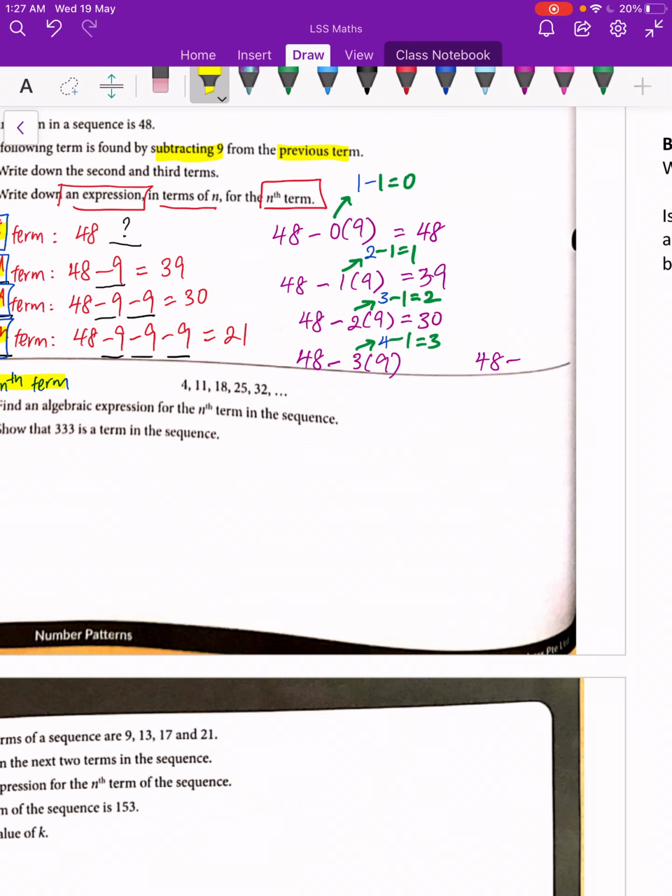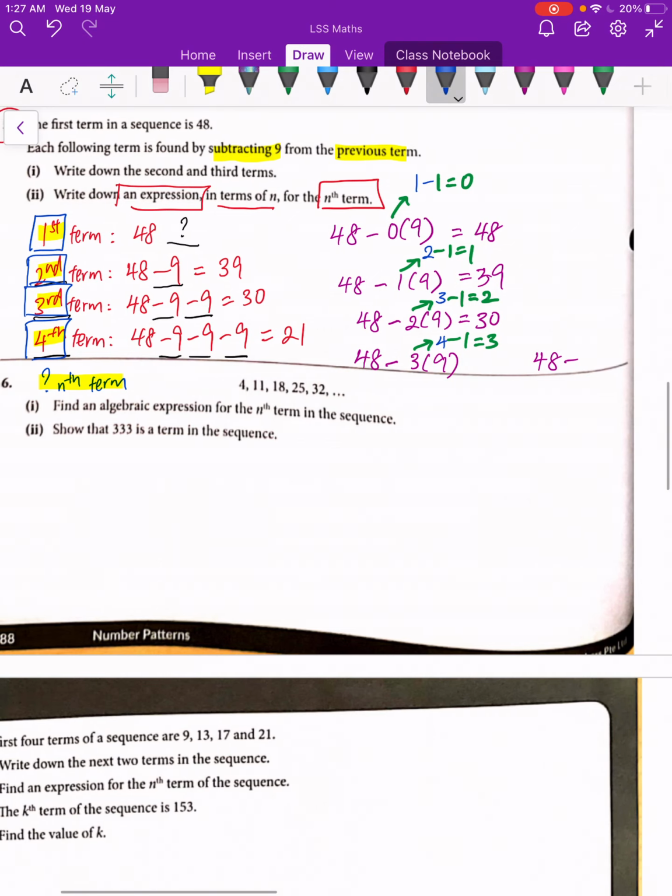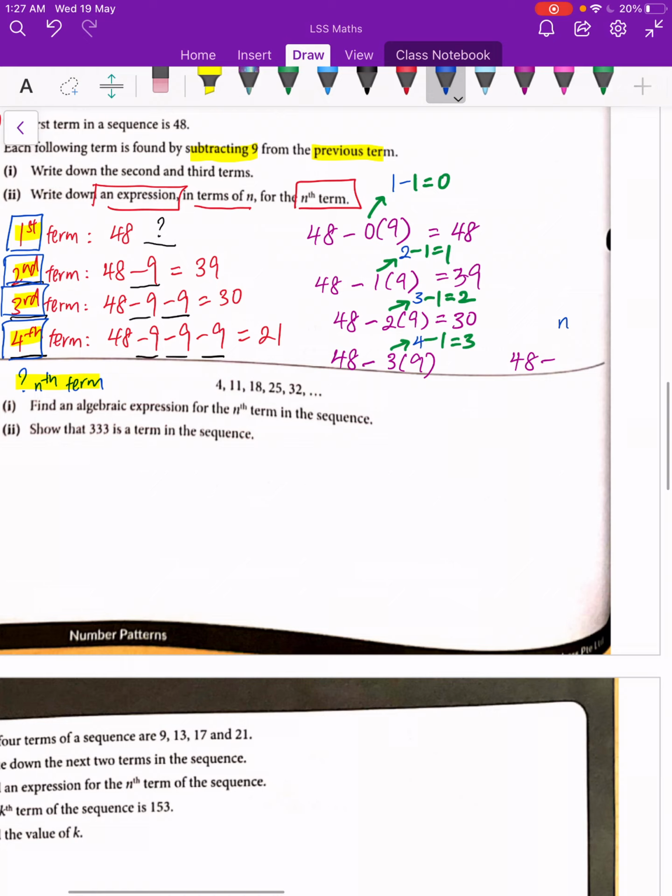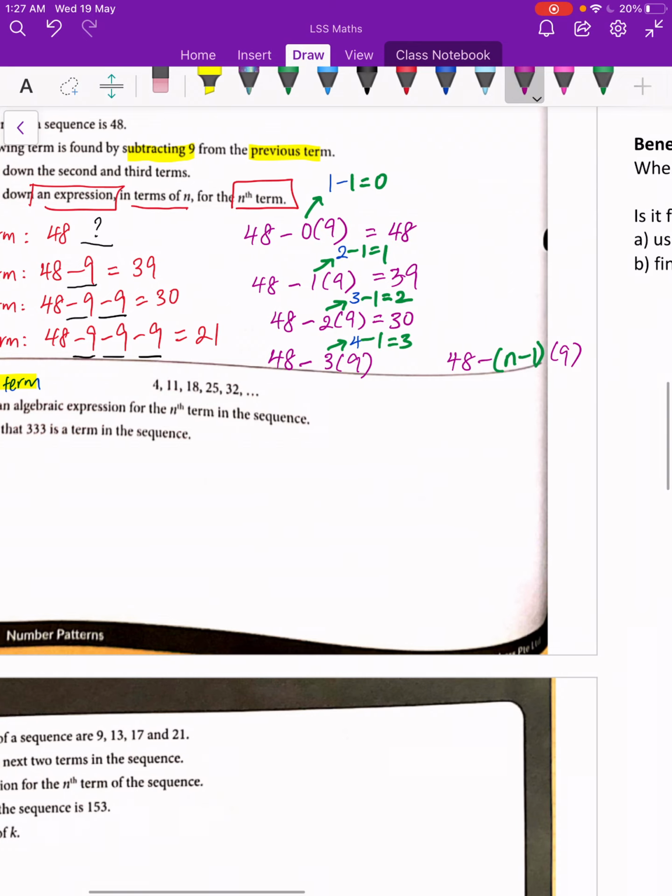So based on the past 4 terms, I always take the position of the term. In this case, my position is n. I minus 1. So n minus 1 times 9. So how many sets of 9 are there? There are n minus 1.